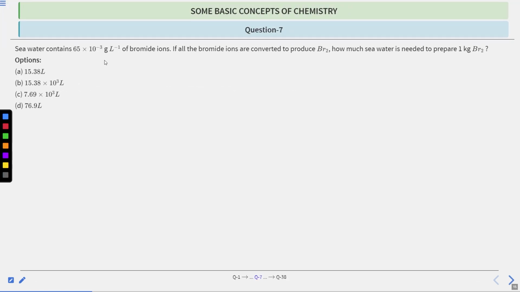Moving on to our question 7. Sea water contains 65 into 10 to the power minus 3 gram per liter of bromide ions. If all the bromide ions are converted to produce bromine Br2, how much seawater is needed to prepare 1 kilogram of bromine molecule Br2? Options are 15.38 liter, 15.38 into 10 to the power 3 liter, 7.69 into 10 to the power 3 liter, 76.9 liter. You have 10 seconds to solve this question by yourself. After that, we will solve this question.